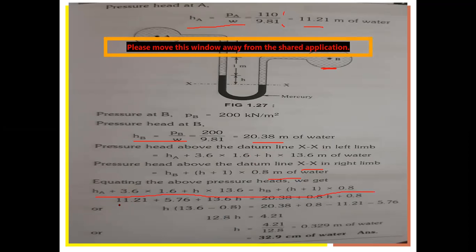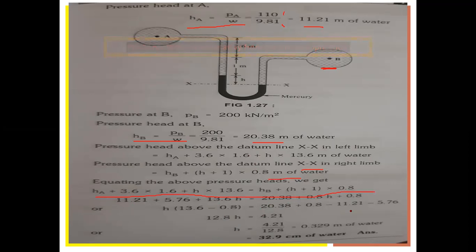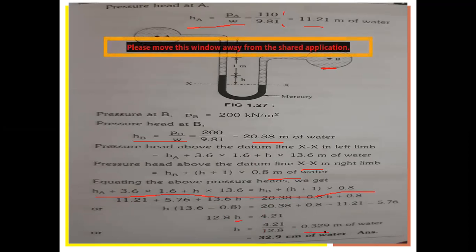Now substitute those values and do the calculation. You are getting this, what we have done in the last class, same thing. Take the H side: 13.6 minus 0.8, that is equals to 20.38 plus 0.8 minus 11.21 minus 5.76. Therefore H is equals to 4.21 by 12.8, that is equals to 0.329 meters of water, that is equals to 33 centimeters of water.